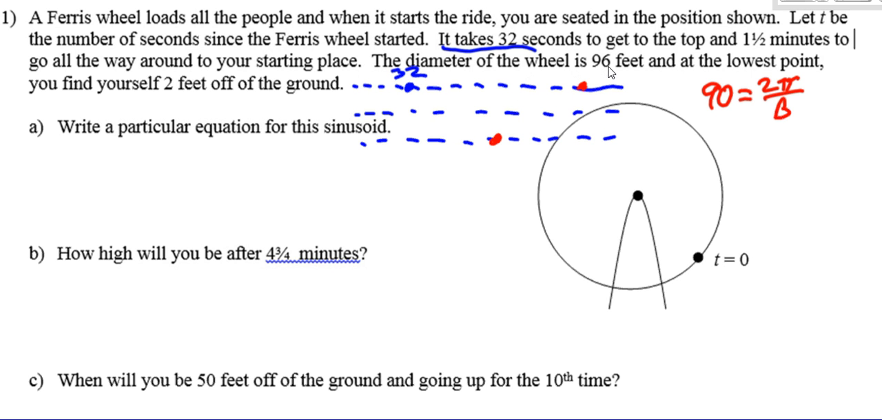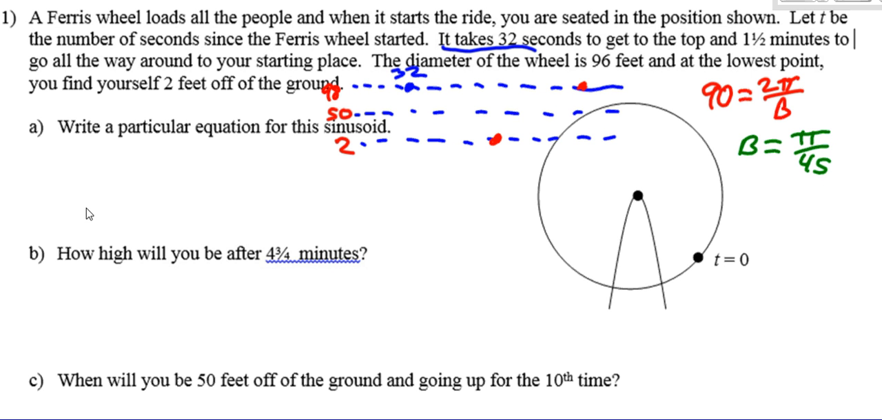Also, we know the diameter of the wheel is 96 feet, and the lowest point is 2 feet off the ground. So the minimum is 2 feet. The highest point is 96 feet more than that, so 98. And then for the midline, it would be 50. So now, solving for b, we get 2 pi over 90, or just pi over 45.